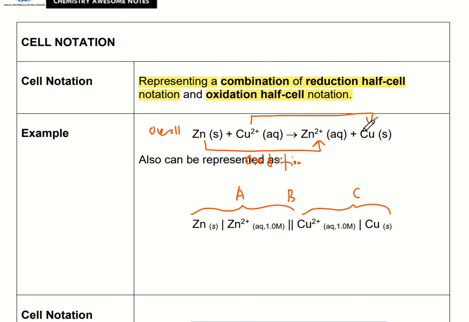Copper 2 positive becomes copper. We know it reduces, its oxidation number decreases, so it is a reduction. Where do you have to draw? Okay, A, B, C. A means anode. So you first draw the side where oxidation happens. This side is the anode, which means zinc.